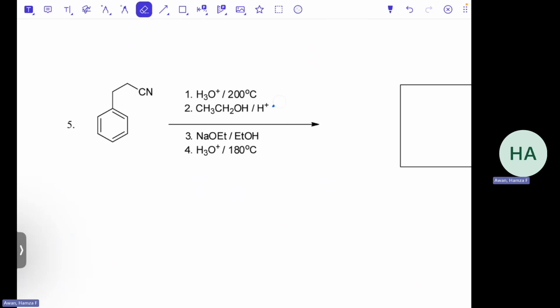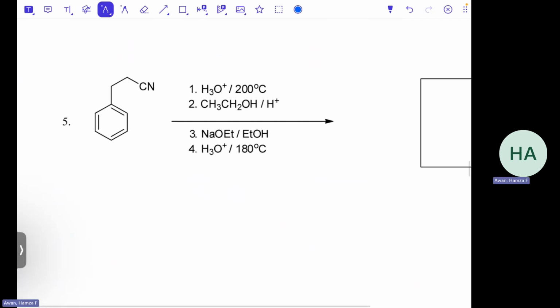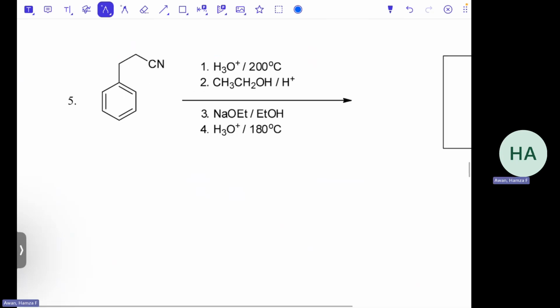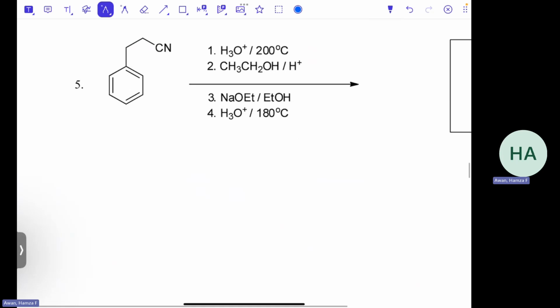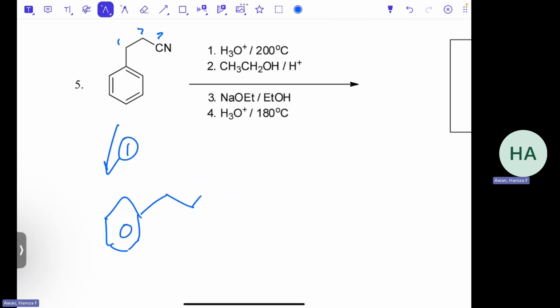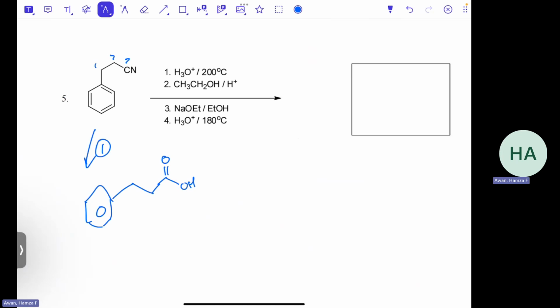So our first step, if you didn't know a reaction, you could go further down and see what you would want to react it with. So for this one, we want to create the carboxylic acid, and then the Fischer esterification will create the ester. So we'll start with the carboxylic acid. 1, 2, 3 carbons. 1, 2, 3 carbons. So we have our carboxylic acid.